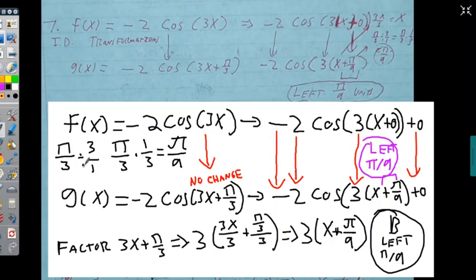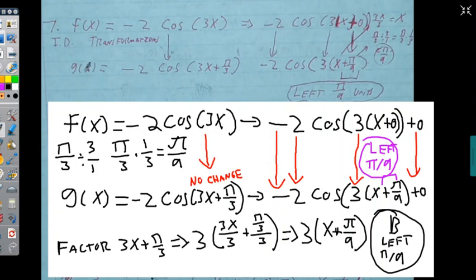Alright, ask your questions. Yes, Claire? Can you go back and explain why you factored the 3? Okay, I factored the 3 out so I can get x by itself. I want to get x by itself by any means necessary, because I have 3x plus pi over 3. I want to get this into function transformation form.